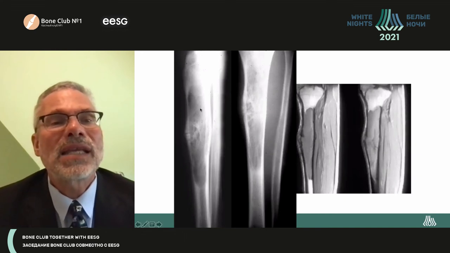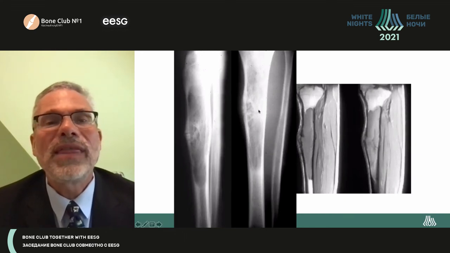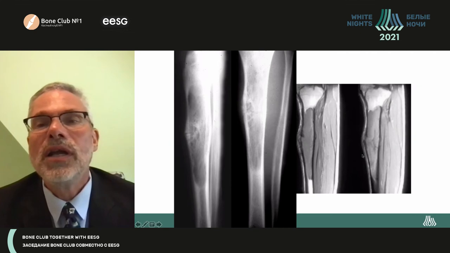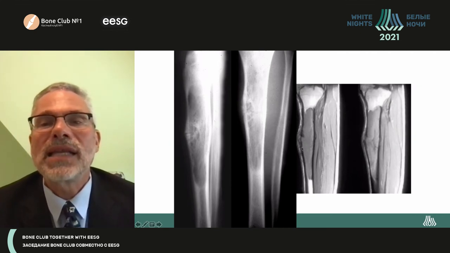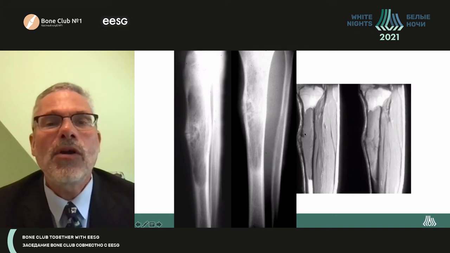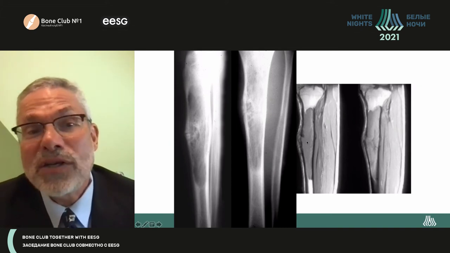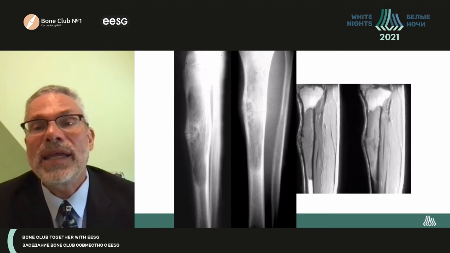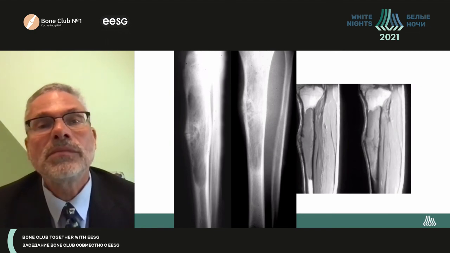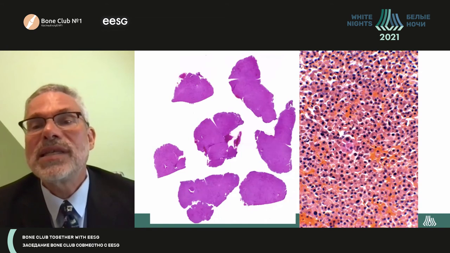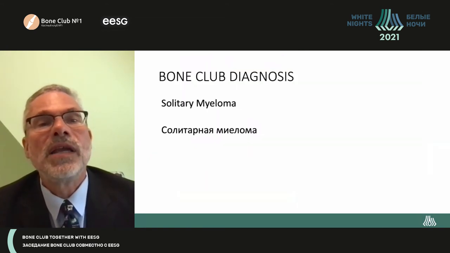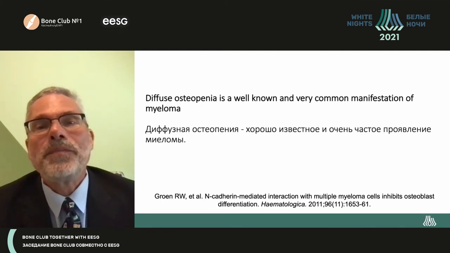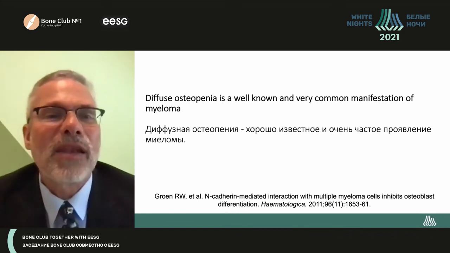And here we see there's an expansile lesion that is centric within the tibia with a deformity of the cortex, likely fracture. And on sagittal proton density and T1 MRI, we see this lesion is quite homogeneous. The differential diagnosis radiographically would range from fibrous dysplasia even to a simple bone cyst. But on pathology, we see sheets of plasma cells. And this was solitary myeloma, plasmacytoma.